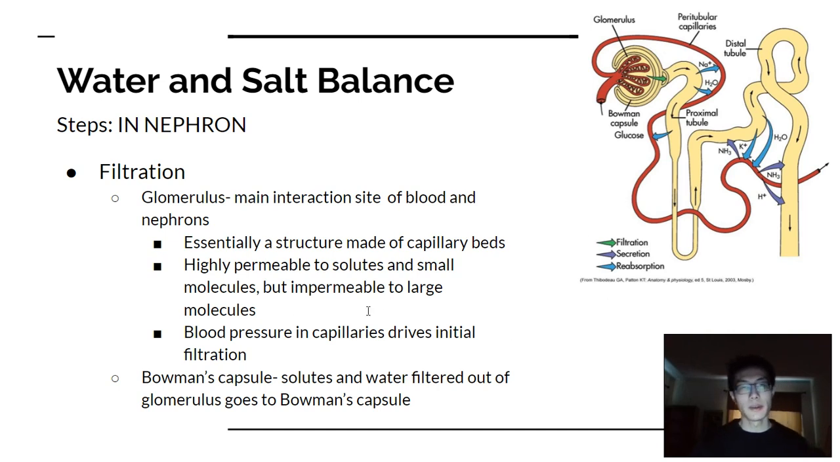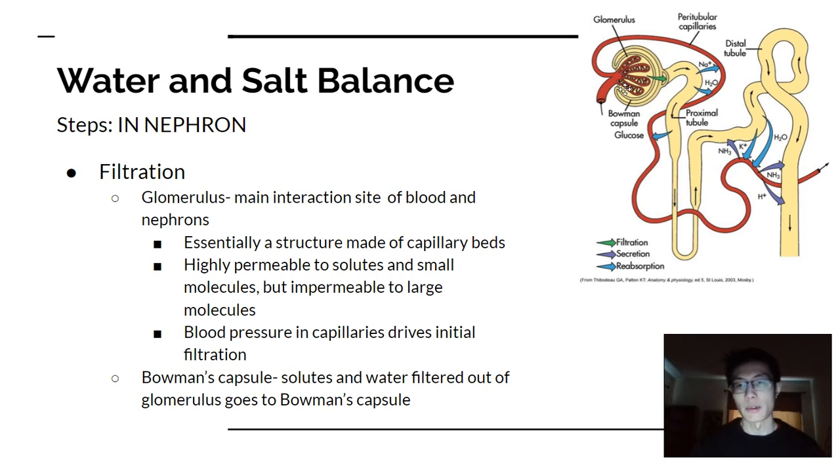Let's go through briefly the steps of what exactly happens in this nephron, which is shown over here. In the first step, we have filtration. One of the things that helps with the filtration process is the glomerulus. It's the main interaction site of blood and the nephron itself. Essentially, it's a structure made of capillary beds which allow for exchange of materials, right? It's highly permeable to solutes and small molecules, but relatively impermeable to large molecules. And the blood pressure in the capillaries drives the initial filtration.